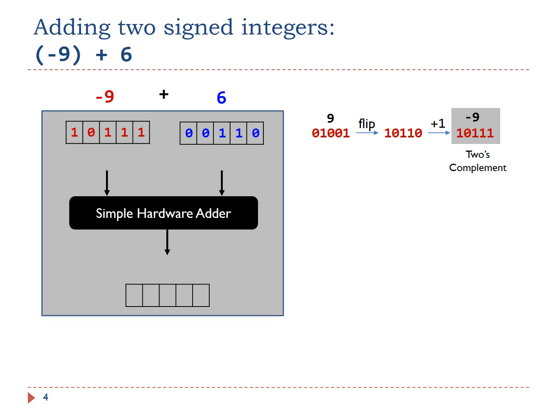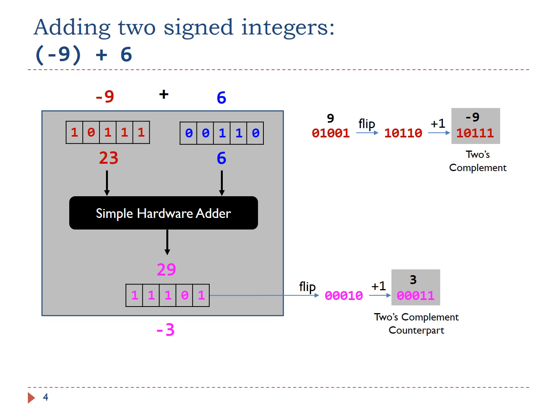Let's see what will happen if the hardware treats these two inputs as unsigned numbers. If these binary bits represent unsigned numbers, they are 23 and 6, respectively. Therefore, the hardware adds 23 and 6, and produces 29 in decimal, or 1, 1, 1, 0, 1 in binary. If the output represents a signed integer in 2's complement, it actually represents -3.